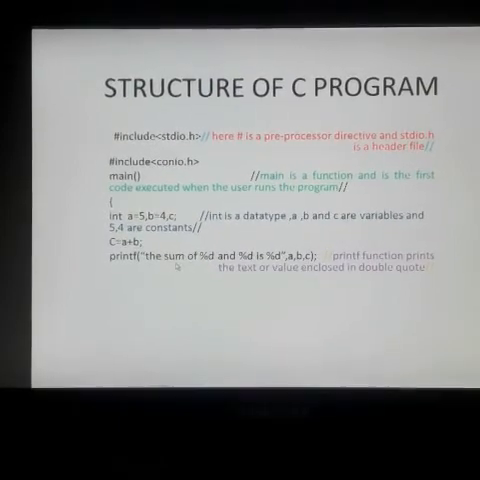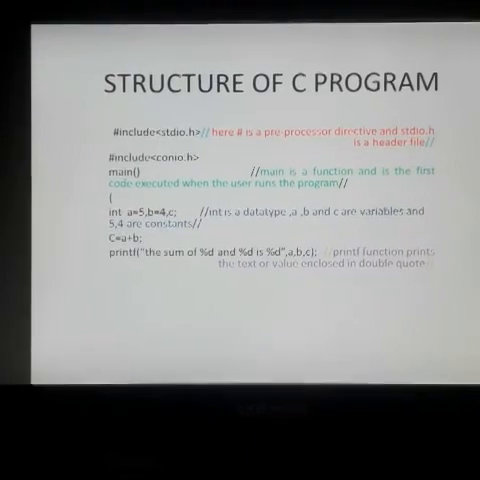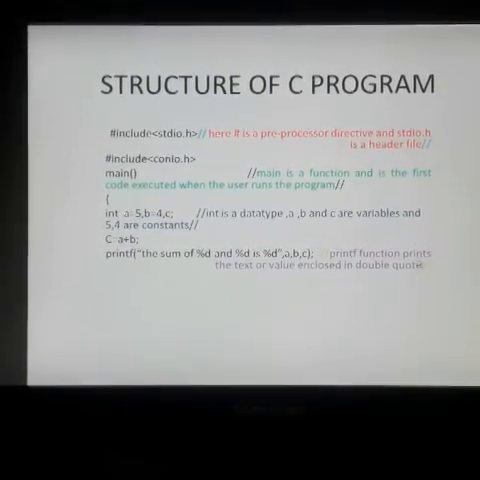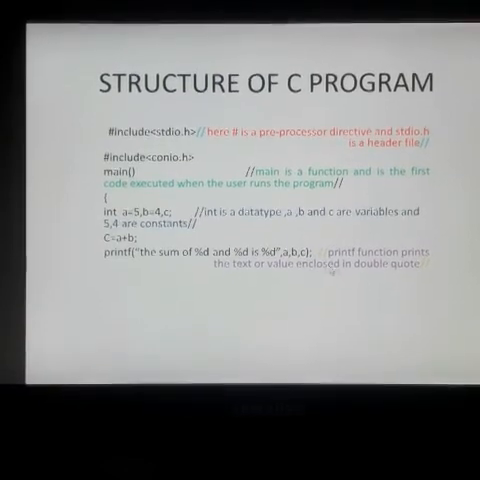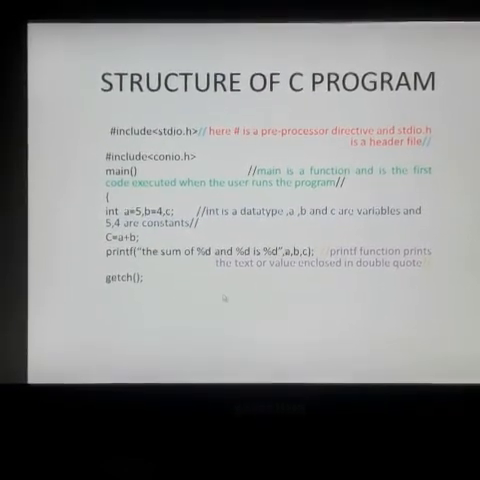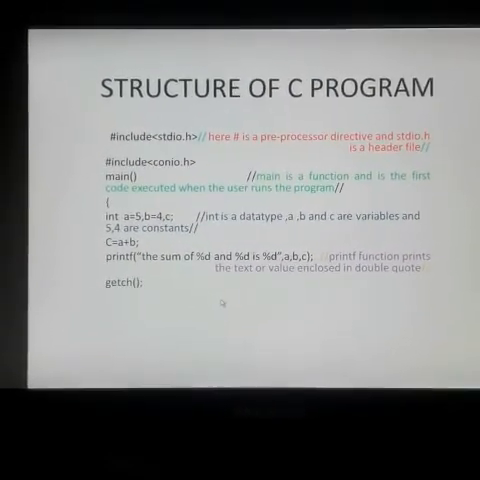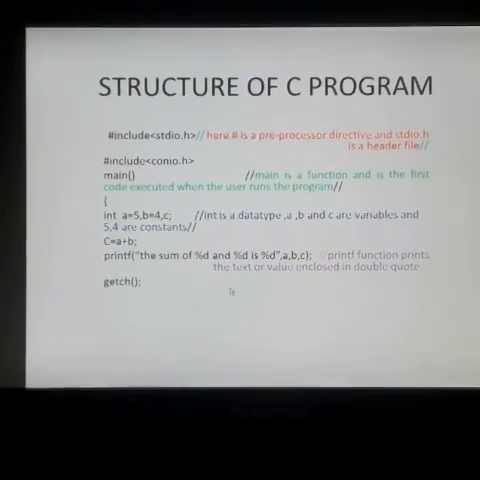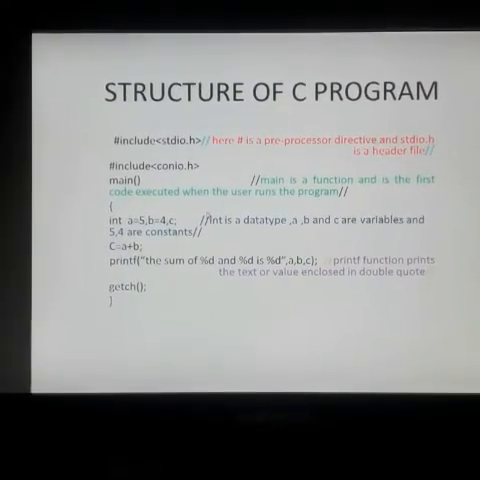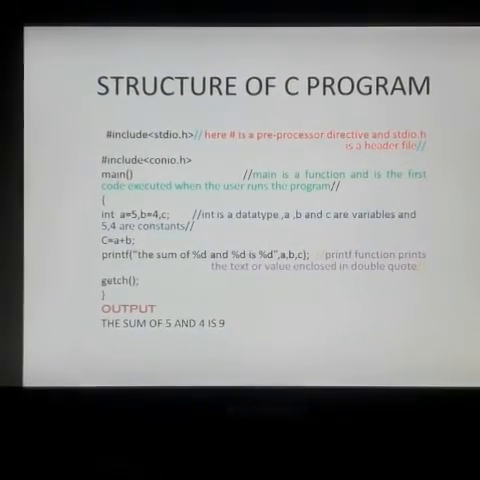Inside printf we put the statements that we want as output, and we write them in double quotes. So printf is a function that prints the text or a value enclosed in double quotes. getch, we use it to run our program directly so that we do not need to press Alt+F5. We will end our program with the closing curly braces. We will get the output as the sum of 5 and 4 is 9.